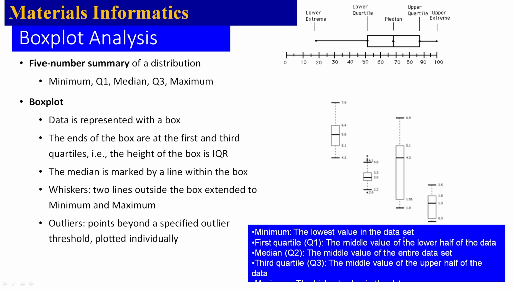So, box plot provides this 5 number summary of the data, very important. It is used in different kinds of materials informatics and materials science also. Data is represented with a box, you can see here, this is a box, this is maximum, this is minimum, this is the median, this is the Q1, this is the Q3. Imagine how well representative this is. Here it is called lower extreme, upper extreme, minimum, maximum, median, then lower quartile, upper quartile. This provides you a lot of information about the data, that is called a box plot.